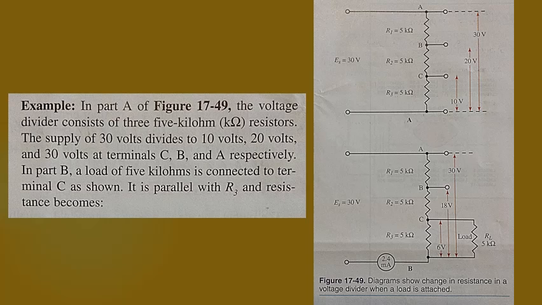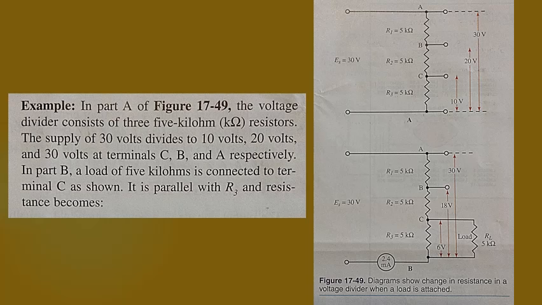The voltage drop across the resistor equals the current times resistance, or E equals I times R. In figure 17-48, the previous figure, three resistors are equal. The voltage drop divides equally between them, and their sum equals the applied voltage. If other voltages are required, resistors with other values can be used.